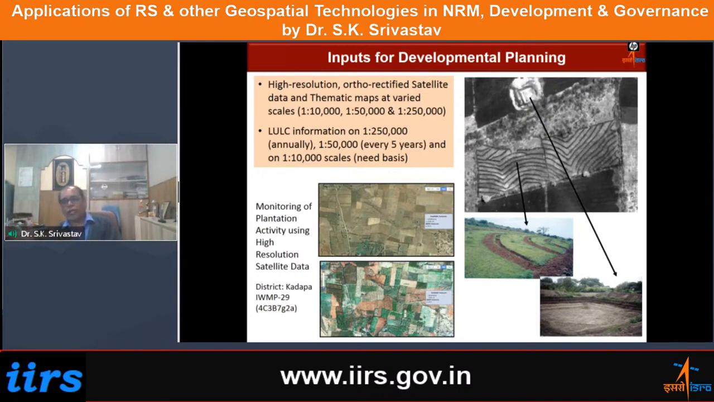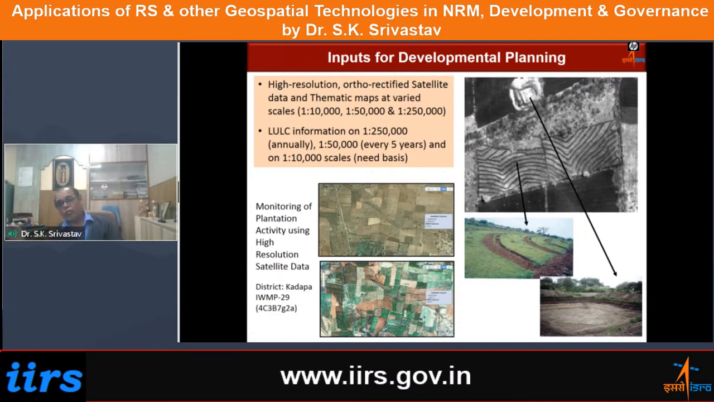So on the right side, the top photo is the satellite image, and the bottom two photos are the ground photos. One of the farm ponds you can see very nicely on the image, and also in the ground photo. The way you see it in the ground photograph, the same way you see it on the satellite image. Then there are contour trenches which you see in the photograph, and similarly they appear on the satellite images as well.